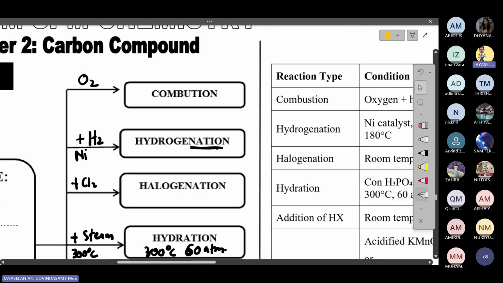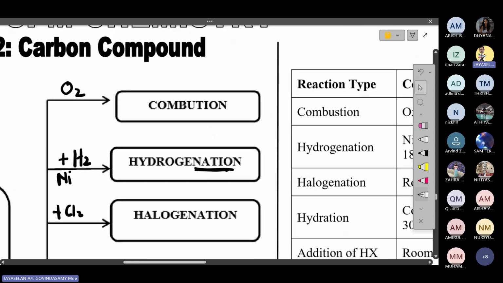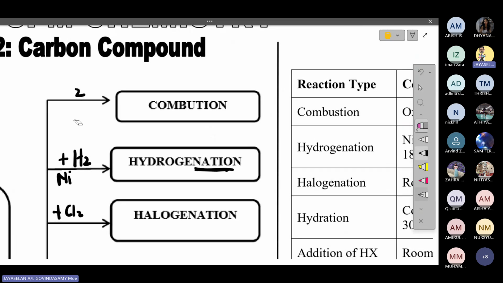Saya ulang balik, you check, you salin. Number one, saya ulang, sekarang you salin. Okay, all of you salin. I know you all feel like very fast. I'm going very fast, right? Okay, oxygen. Sudah? Okay, dan hydrogenation, they add hydrogen gas in the presence of nickel.